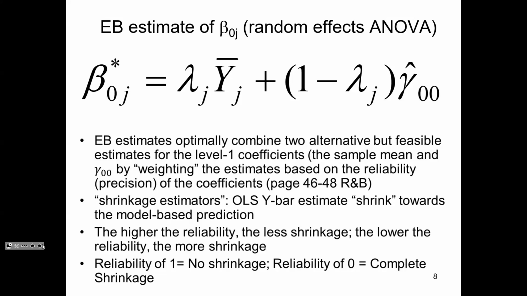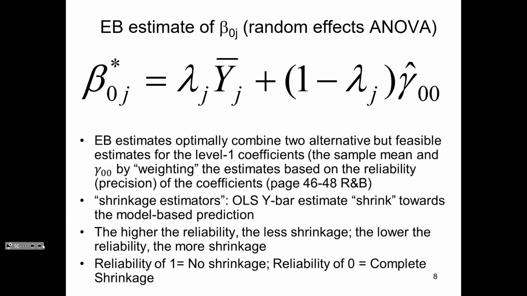Does that make sense? And so you'll hear people talk about these empirical Bayes estimates as shrinkage estimates as compared to what the OLS estimates would be, which are the ordinary least squares estimates that you would get from a regular regression. And that's because these estimates are shrunken toward the model-based estimates.